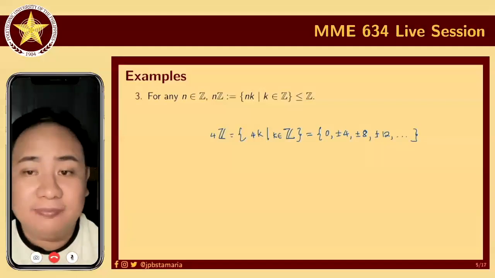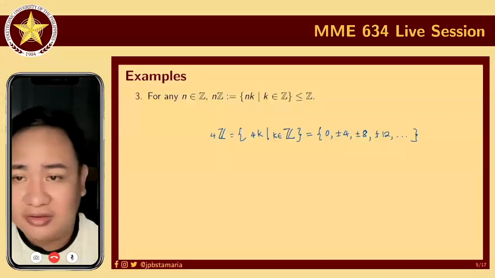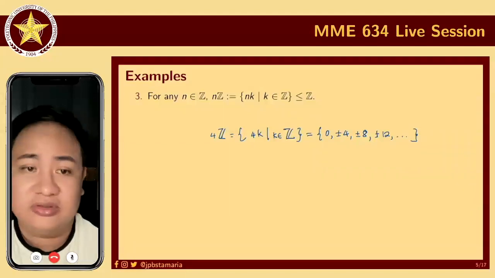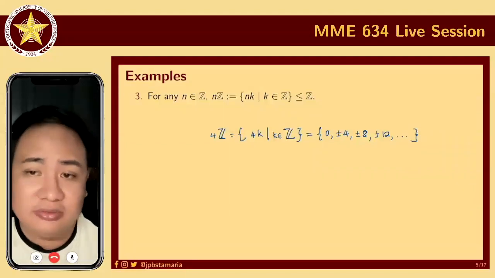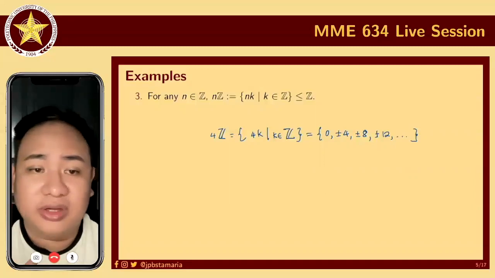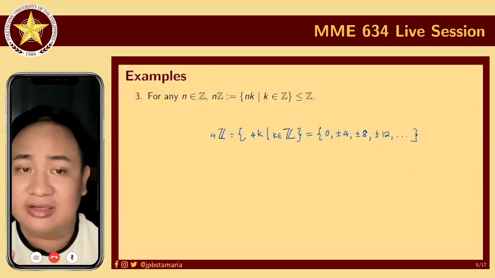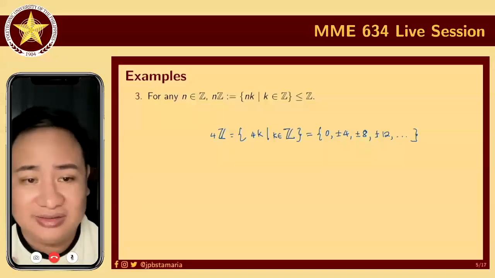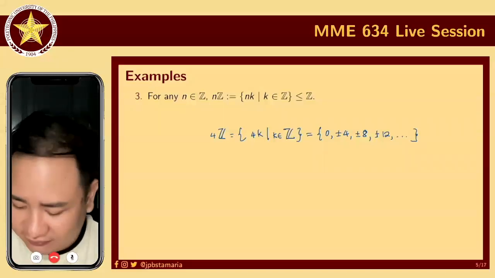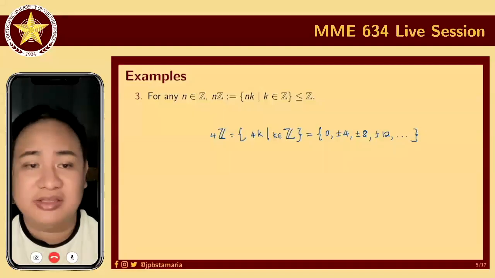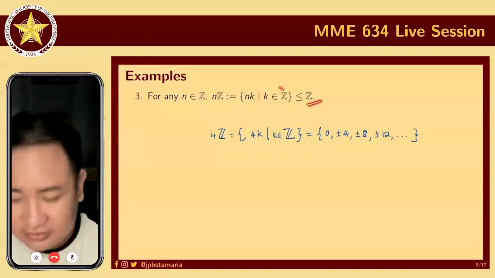That is a subring. Check it. Is 0 there? Is 0 a multiple of 4? Yes. 0 is 0 times 4, or 4 times 0, for that matter. If I subtract two multiples of 4, do I get another multiple of 4? Yes. If I multiply two multiples of 4, do I get another multiple of 4? Yes. And you can generalize that for any n. So the nZ's are clearly subrings of Z.